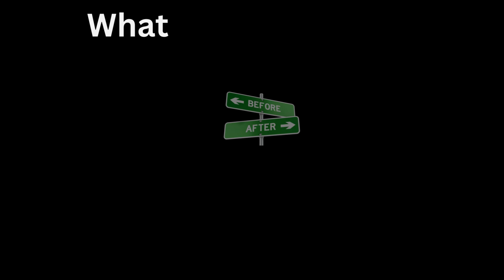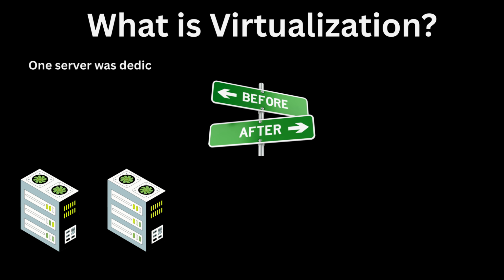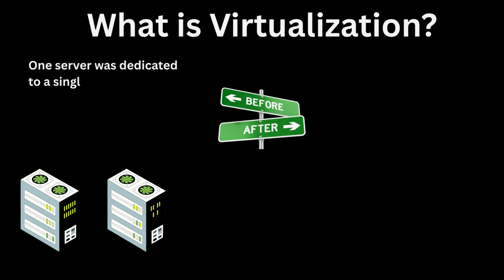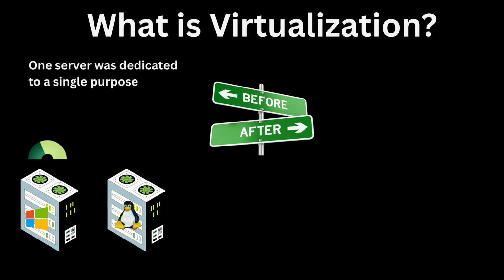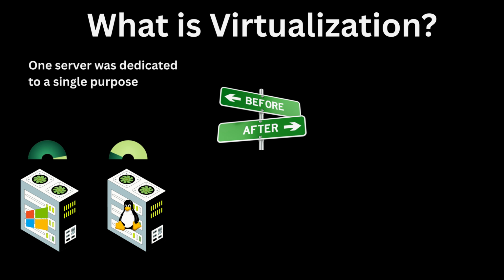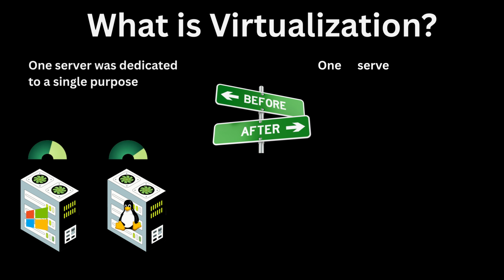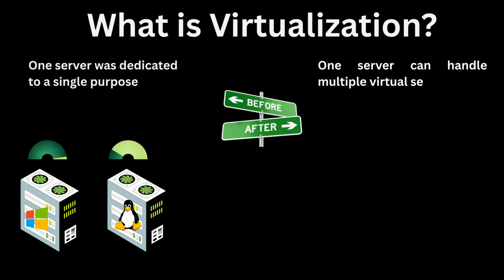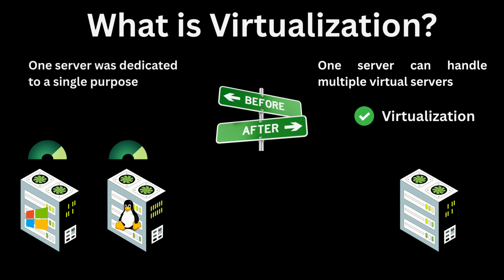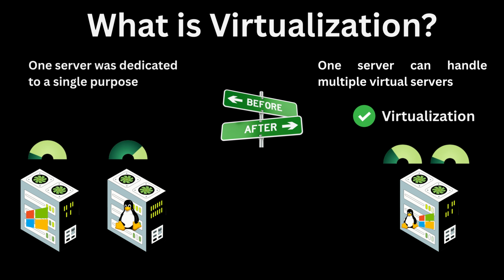Before virtualization, if there was one server, that server was dedicated to a single purpose. For an example, if we had a Windows server running an authentication server and another Linux server running a web server. In this case, we would need two physical servers, right? Because they are in two different environments. But after virtualization, even if we have only one physical server, by enabling virtualization, we can run both environments like Windows and Linux on the same server.